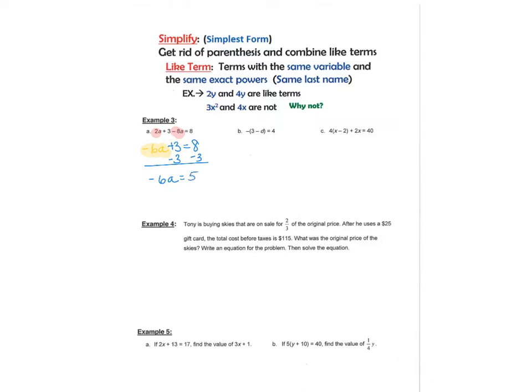Now from there, to isolate a, it's multiplying by negative 6. So I'm going to divide both sides by negative 6. And I get that a equals, this is already a simplified fraction, so negative 5/6.